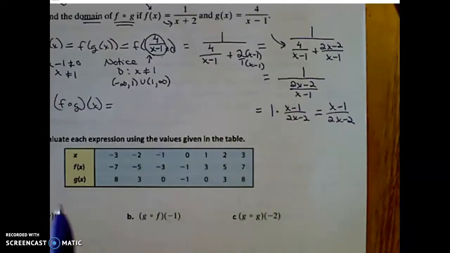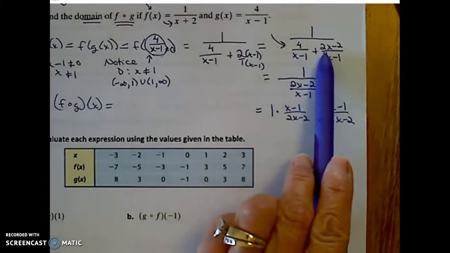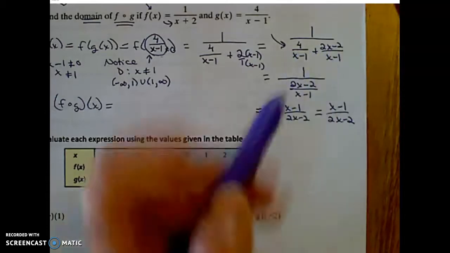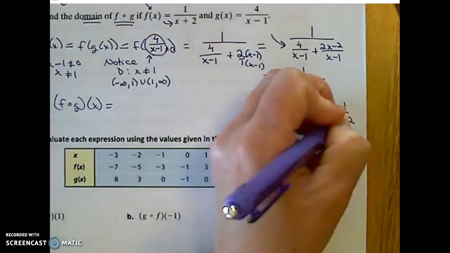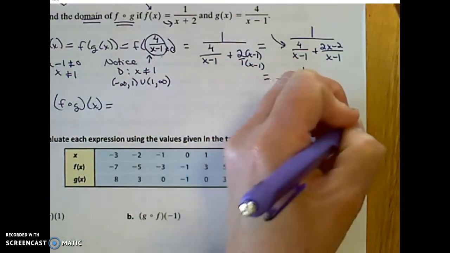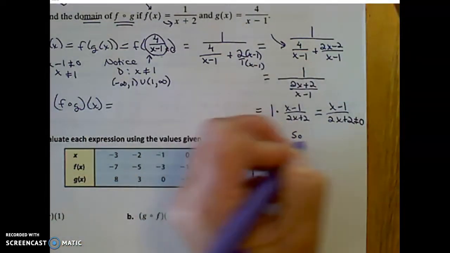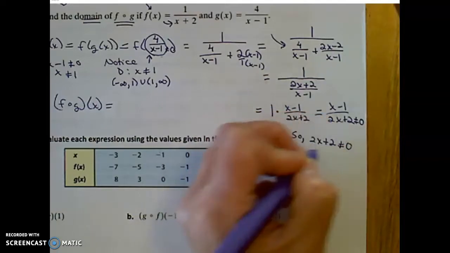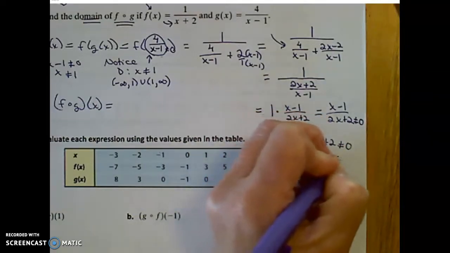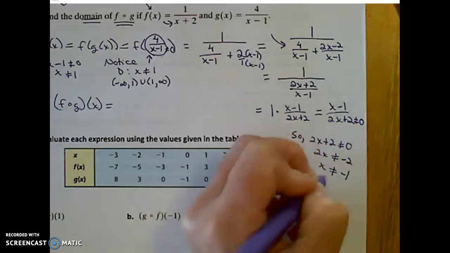And if you're working with me, you noticed I just made a mistake. When I combine these like terms, that's a positive 2x, 4 minus 2, which is positive 2, positive 2. Notice this denominator cannot equal 0. So that means that 2x plus 2 cannot equal 0 in my result. 2x cannot equal negative 2, and x cannot equal negative 1.